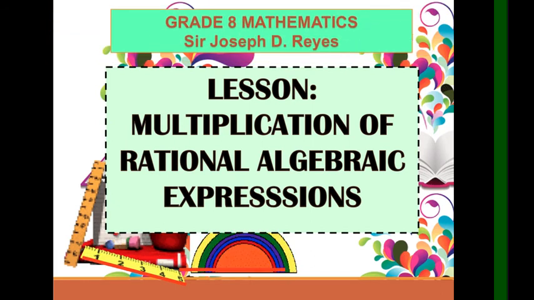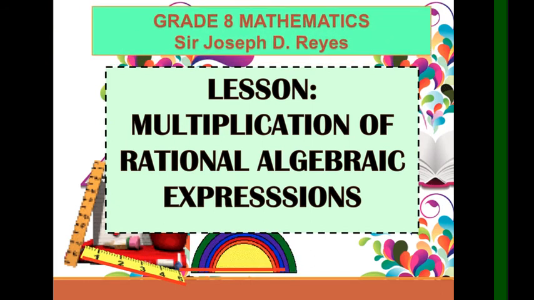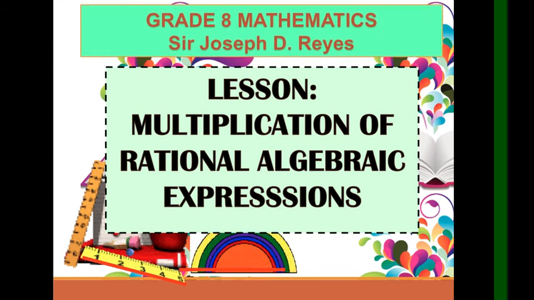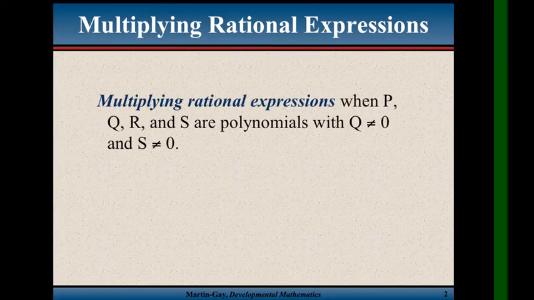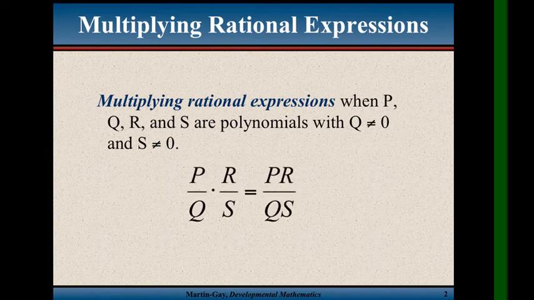And now let's proceed to our main topic for today, which is all about multiplication of rational algebraic expressions. Multiplying rational expressions when P, Q, R, and S are polynomials with Q not equal to 0 and S not equal to 0: P over Q times R over S is equal to PR over QS.